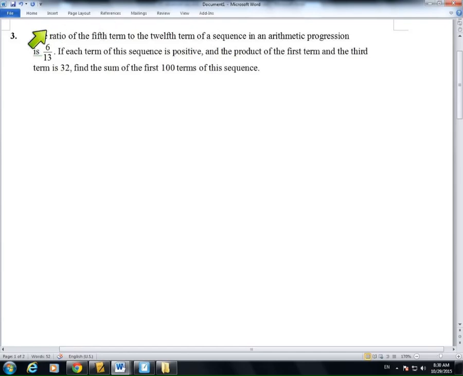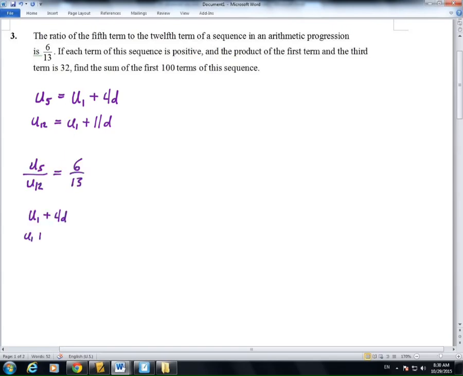Here we can see the same thing in action. We know that the ratio of the fifth term to the 12th term of a sequence in an arithmetic progression is 6:13. So what we have to do is express the fifth term and the 12th term in terms of arithmetic progression terms. So the fifth term is 4 times the common difference added to the first term. The 12th term is 11 times the common difference added to the first term. So I need to put those into a ratio and get a 6:13 result.